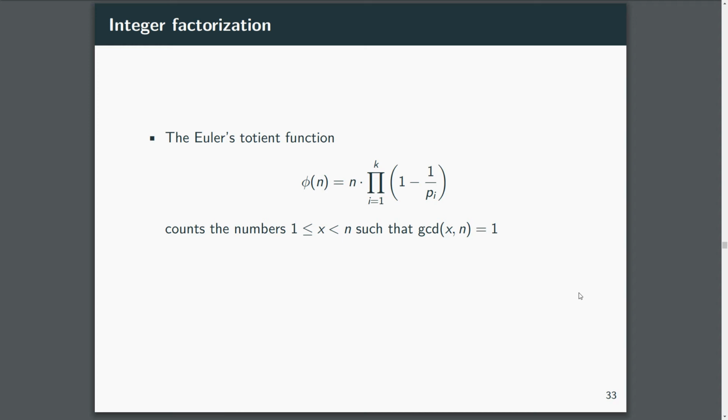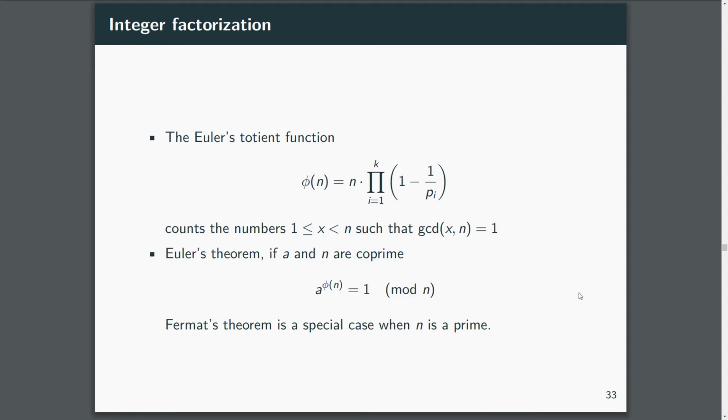Another useful function is Euler's totient function. This tells you how many numbers from 1 up to n minus 1 have GCD of x and n equal to 1. So how many are co-prime with it? How many don't share any prime factor with n? You say x, so where does k come from in the totient function?